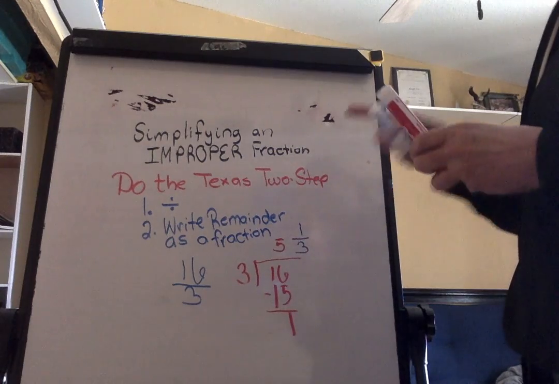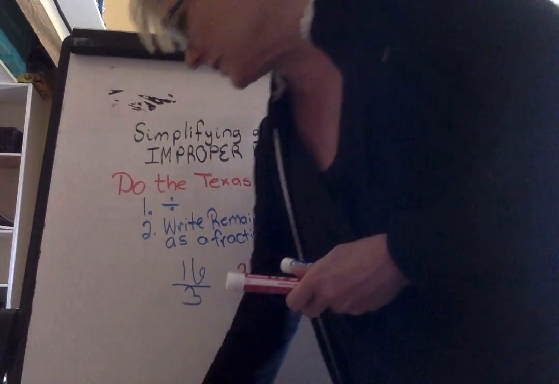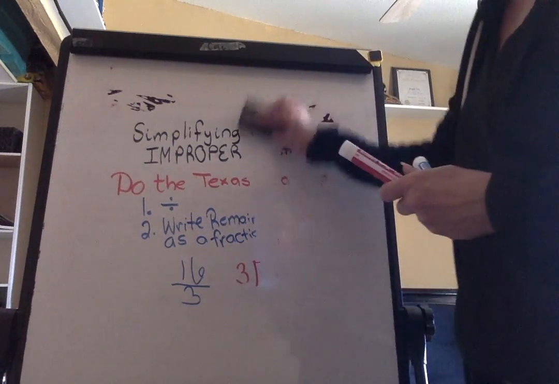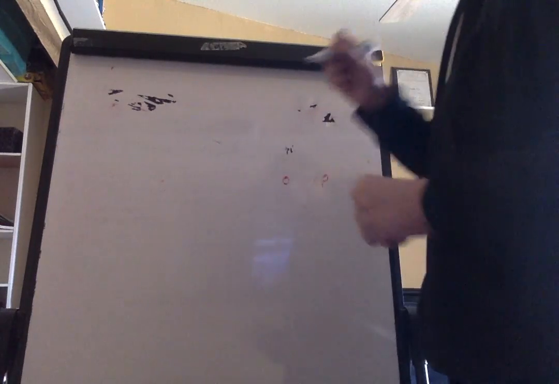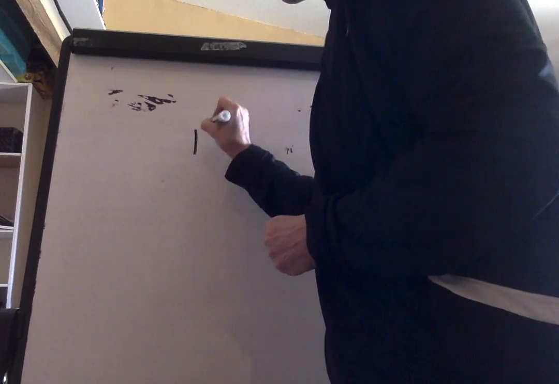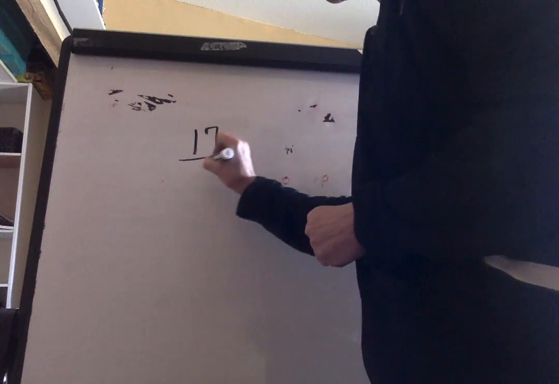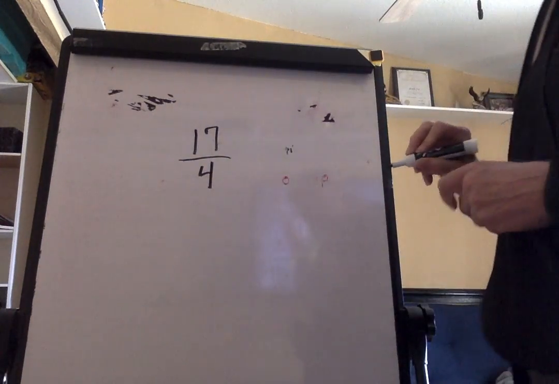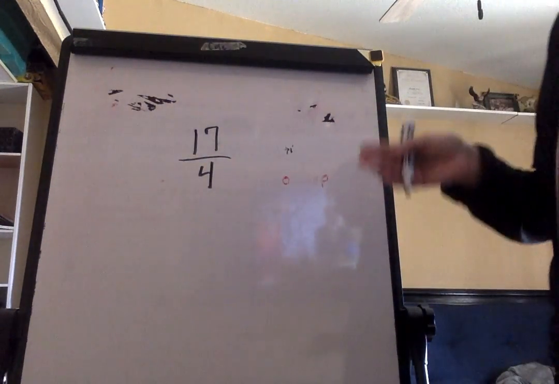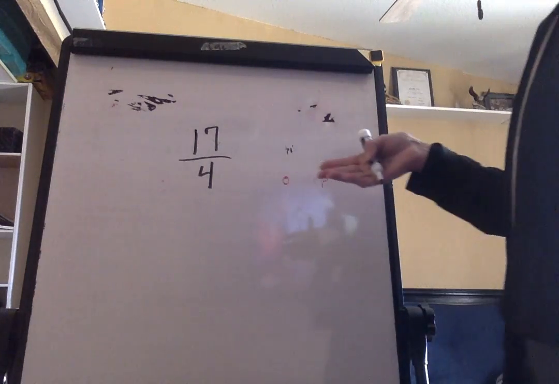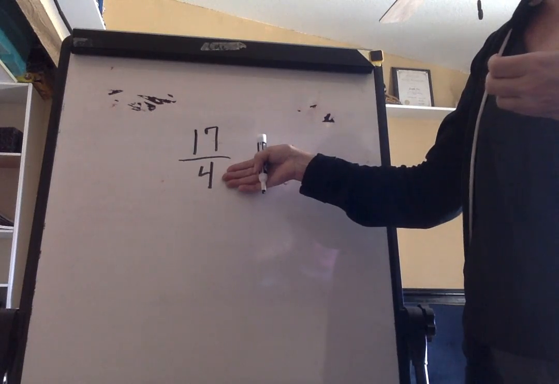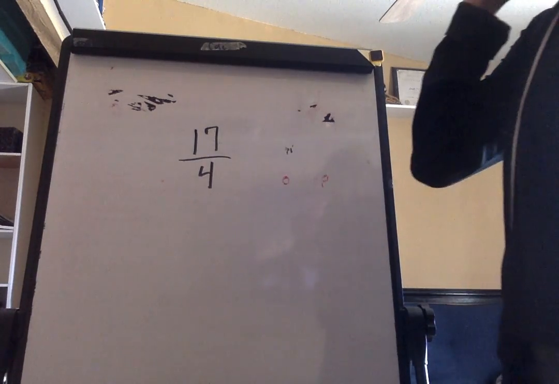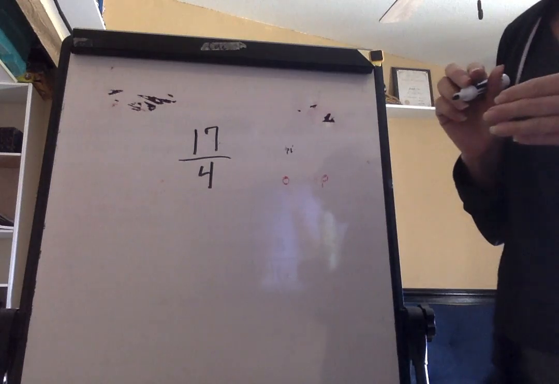It's easy to understand. Now, I asked you to get your pencil and paper because we're going to practice one together. Okay? So now I want you guys to write down this fraction. I want you to write down 17/4. Okay? So I finished doing either my addition or my subtraction or my multiplication, and I look at my answer. My answer is improper because the numerator is greater than the denominator. In my mind, I have to do the Texas two-step.